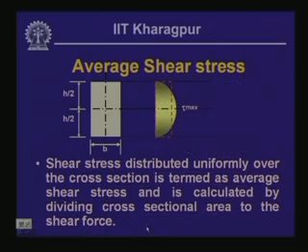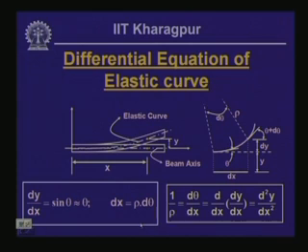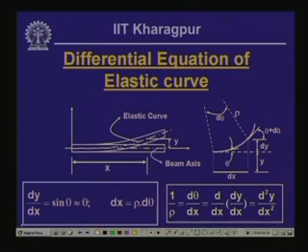Now, having looked into these aspects of the shear stress, let us look into the aspects of the elastic curve based on which we arrive at the differential equation. Now, let us consider a segment of the beam. Let us say this is the origin O along the member axis, the beam axis. This particular point is A, which is at a distance of x from the origin.